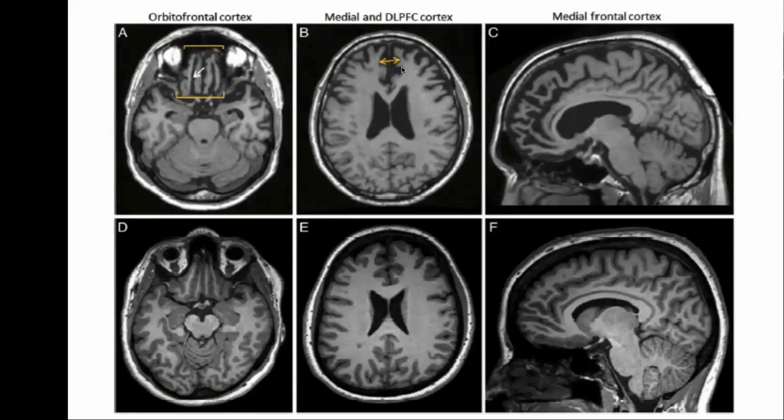You can look at it in a different view. This is an axial view. Again, you see more fluid accumulating in the front of this brain, in the medial frontal areas, compared to a healthy brain. And this is the orbitofrontal cortex. You can see a bigger streak of fluid here compared to a normal brain where everything is more tightly packed.